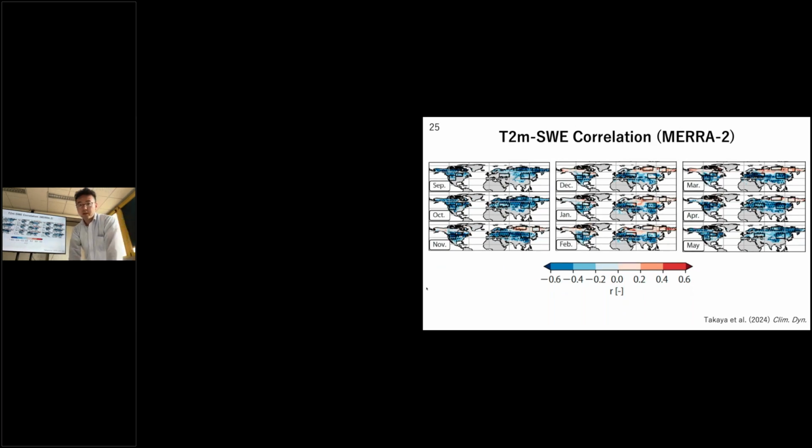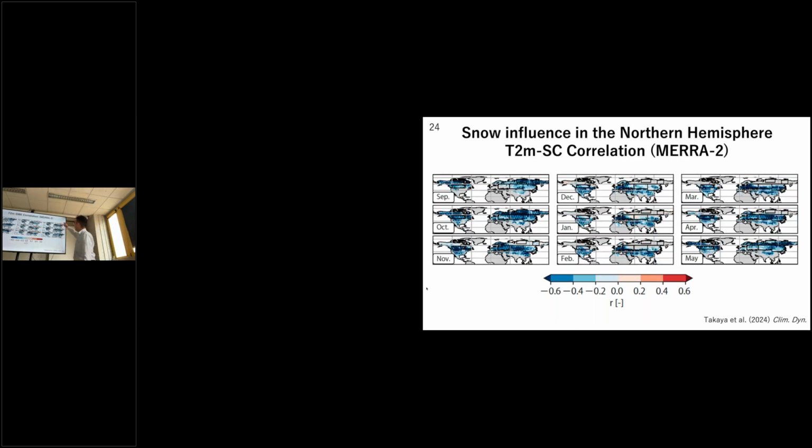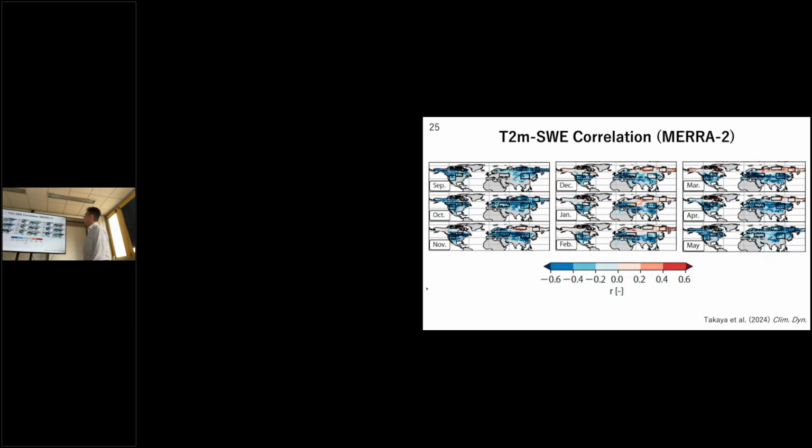We also look at the snow water equivalent. For the snow water equivalent, we see some different features. We see the red color here. Red color means we have a positive correlation between 2-meter temperature and snow water equivalent. We didn't explain it in great detail, but we're guessing that probably the lower temperature could provide more snow or something like that, because the air can hold more moisture.